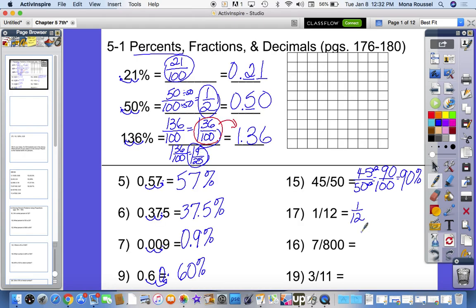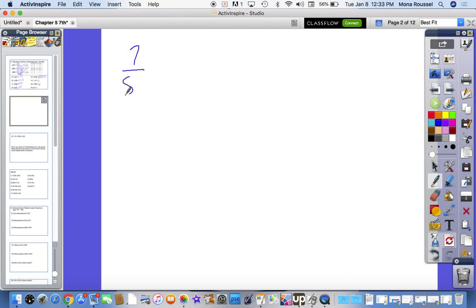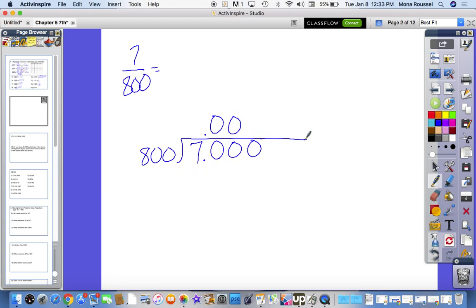We'll do one more. 7 over 800. To change that into a decimal, which is what we have to do before we can change it into a percent. Remember, we have to get this fraction into a decimal form. We would divide 800 into 7. 800 doesn't go into 7, so we add a decimal and 0. 800 doesn't go into 70, so we add another 0. 800 doesn't go into 700, so we add another 0. 800 does go into 7,000.